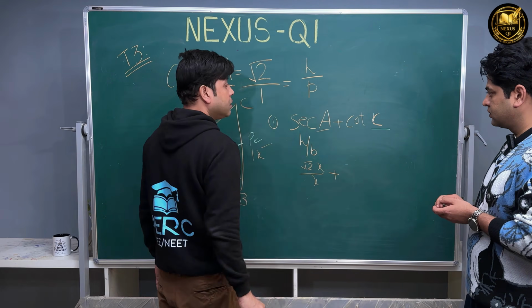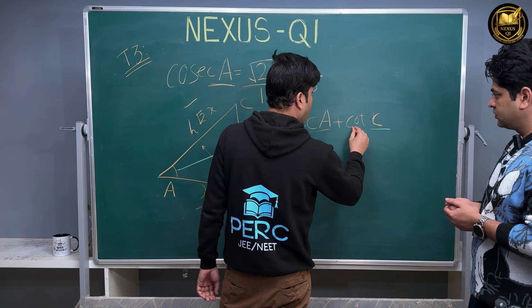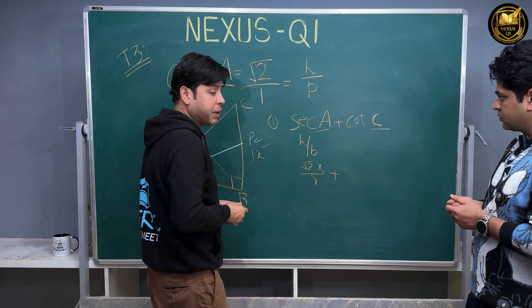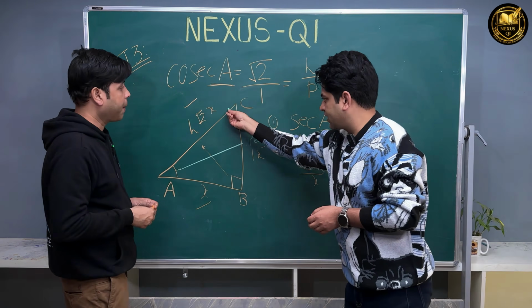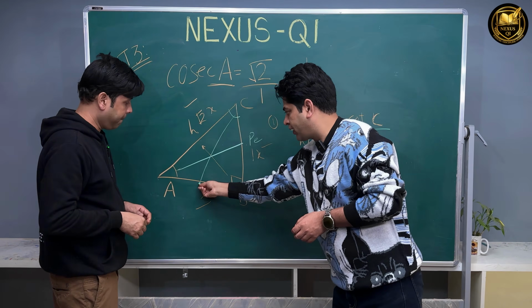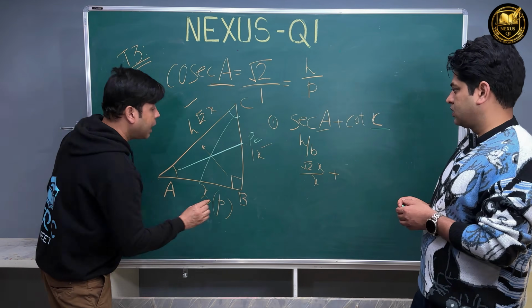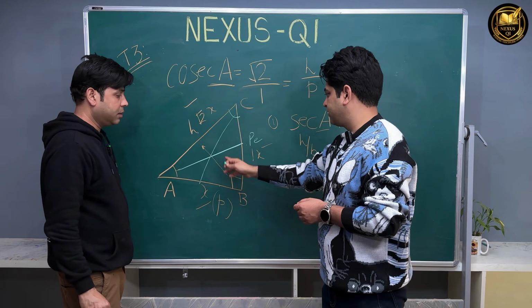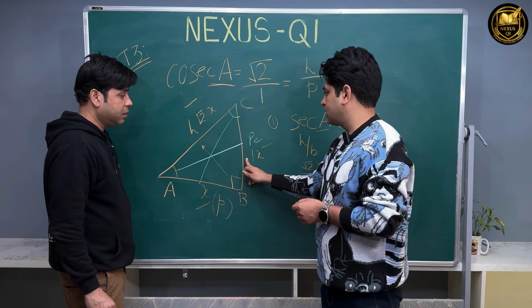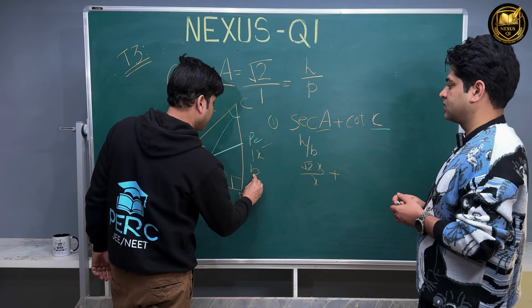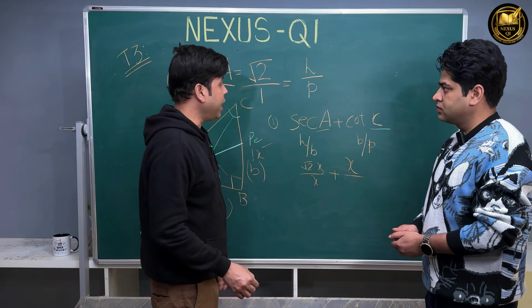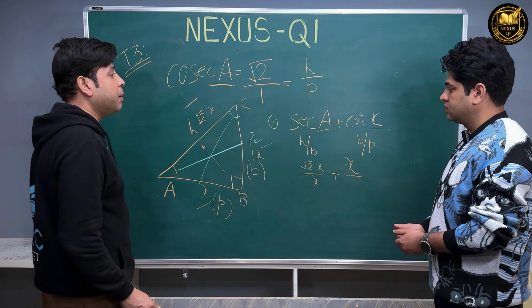Plus, now cot of angle C. For angle C we have to check which is base and which is perpendicular. If this is angle C, then this is the opposite of angle C, so this becomes the perpendicular. And the remaining third side is the base, or adjacent. Correct. So now we have to find the value of sec of angle A plus cot of angle C.